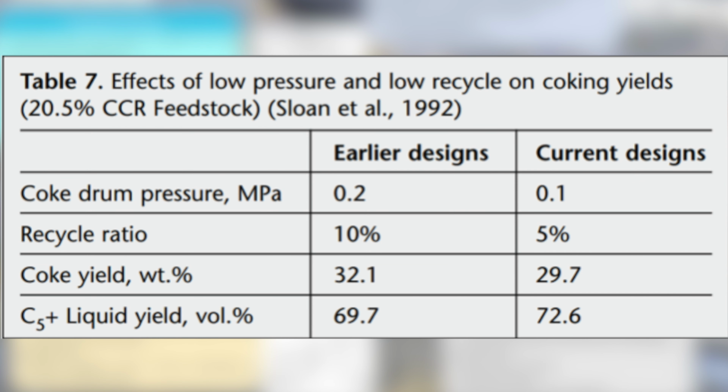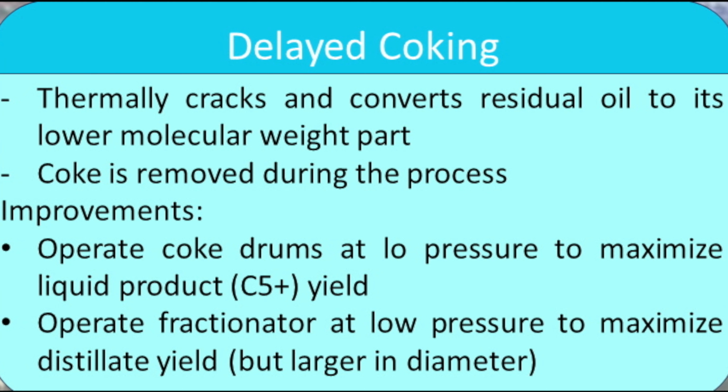Next improvement. The fractionator operated at low pressure is able to maximize distillate yield, but the fractionator's sizing and specification will be affected. For example, for 0.1 megapascal pressure, a diameter of 3.96 meter fractionator is required, as opposed to a 3.65 meter fractionator for 0.17 megapascal pressure operation.